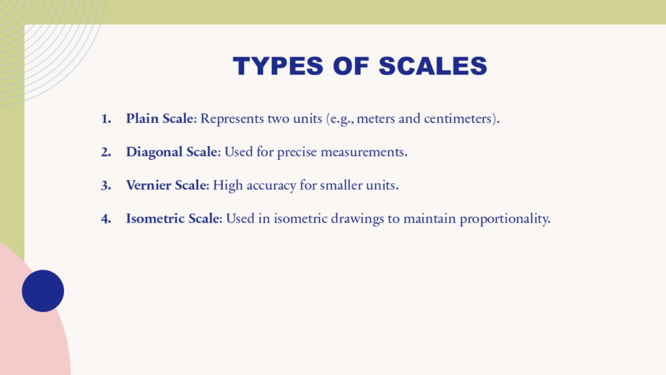Beyond basic scale concepts, engineers use specialized scale types for different purposes. Plane scales represent 2 units like meters and centimeters. Diagonal scales offer precise measurements. Vernier scales provide high accuracy for smaller units. Isometric scales ensure proportionality in 3-dimensional drawings. Each scale type serves a unique purpose, allowing engineers to communicate complex dimensional information with remarkable precision.